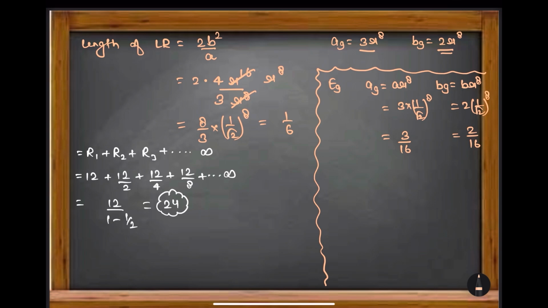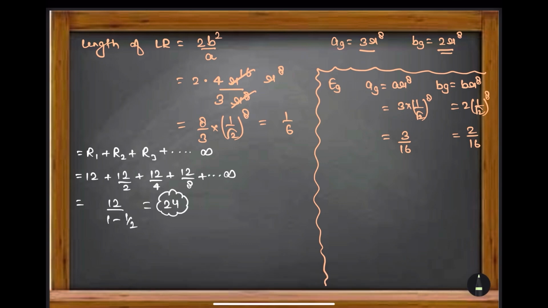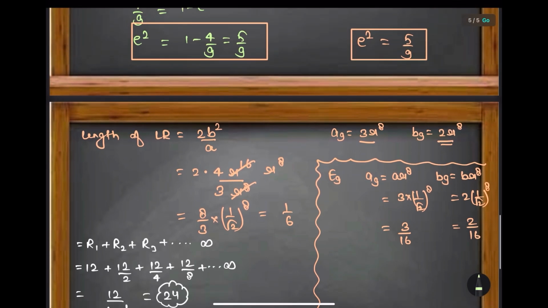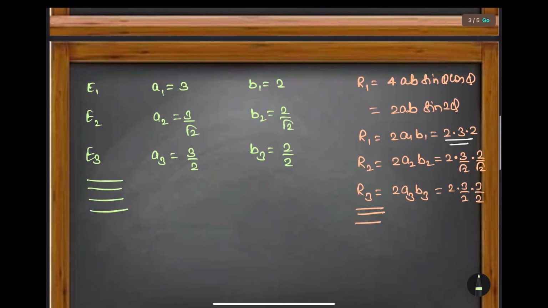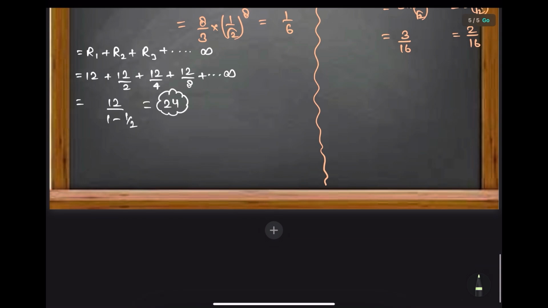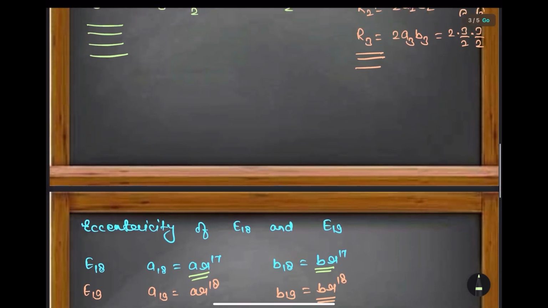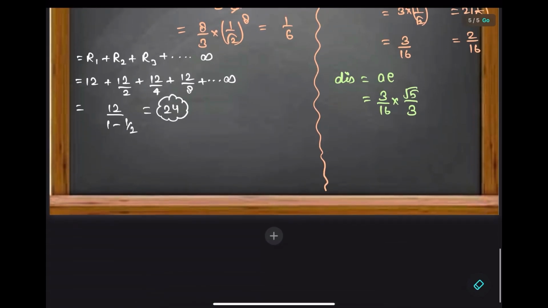Now you have your A9 and B9, and we are interested in AE comma 0. But for that you have to find E. So how will we find E? Also you know that all the time the eccentricity was the same, root 5 by 3. So the distance is equal to AE. A is 3 by 16, E is root 5 by 3. So 3 3 gone, so it is root 5 by 16. This is the distance.